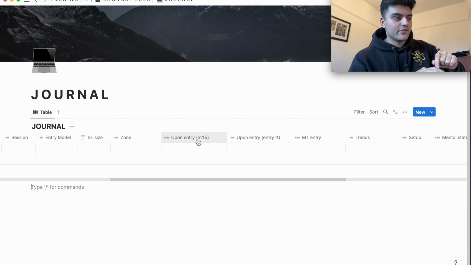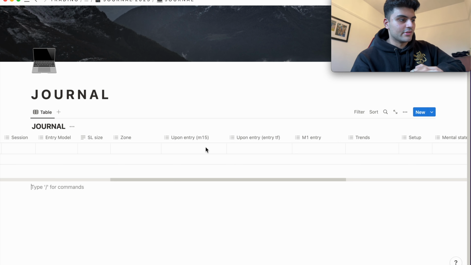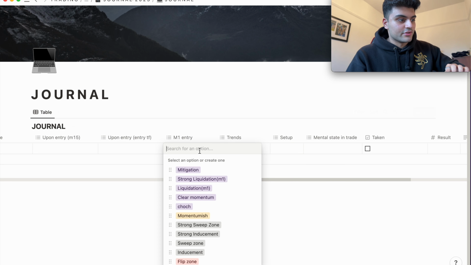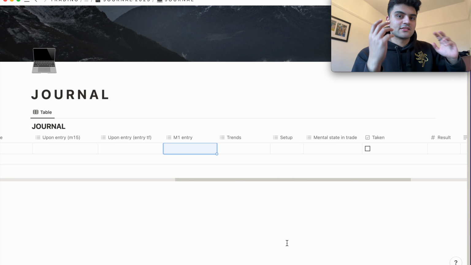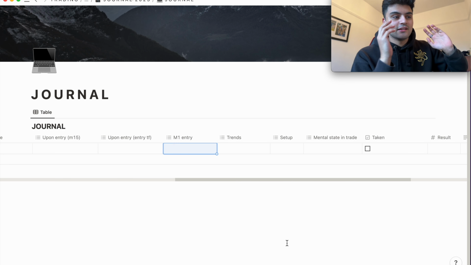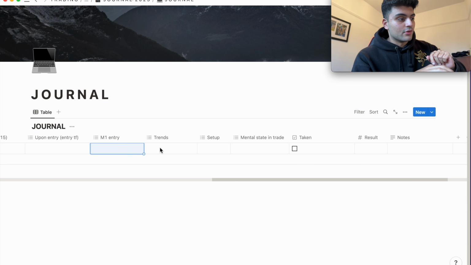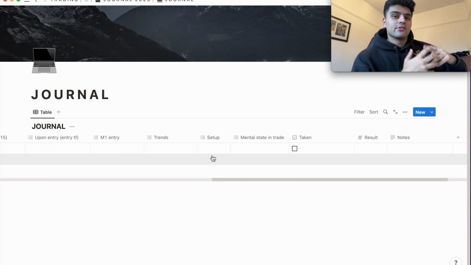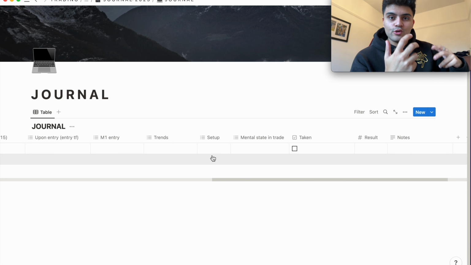Now on the M15, the 15-minute time frame, and the lower time frames when I'm actually entering, how did the price come into it? Did it come in impulsive or corrective? Pretty standard M1 entry, the kind of criteria I'm looking for. That's going to depend on your trading style, so don't use mine. Trends, so was it pro daily, pro 4 hour, or counter daily? Setup is whether it was a high probability setup or a low probability setup.